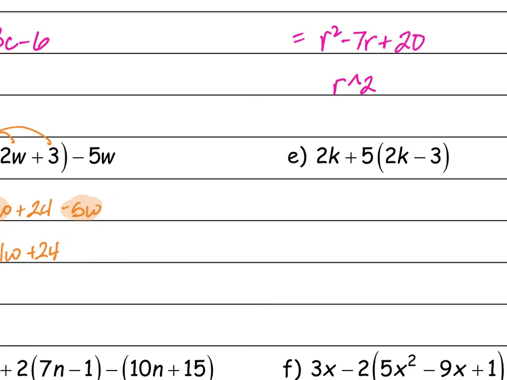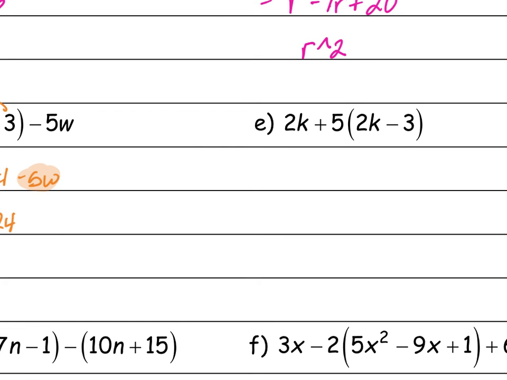Okay, so you guys do little e here, little e here. So I'm distributing the 5 only, so the 5 goes to here and here. So I'm going to write 2k again, plus 5 times 2 is 10k, and 5 times negative 3 is negative 15. And then my like terms are the k's, right? These ones right here. So then I get 12k minus 15. Roberto, does that make sense?